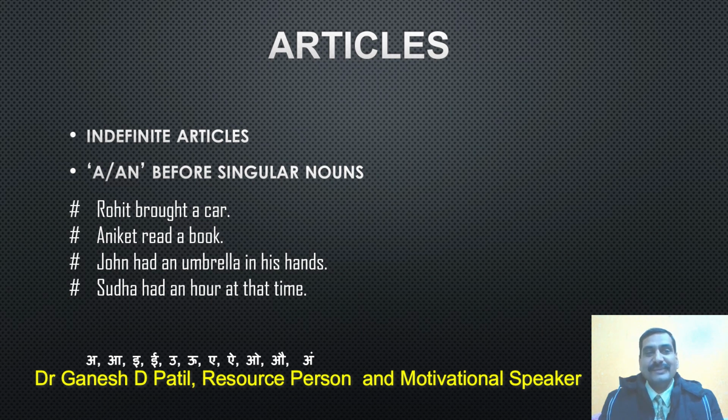Let's see the examples. Rohit brought a car. Aniket read a book. John had an umbrella in his hands. Sudha had an hour at that time. You can see here, a car is one car. A book is one book. An umbrella is one umbrella. And an hour means one hour.